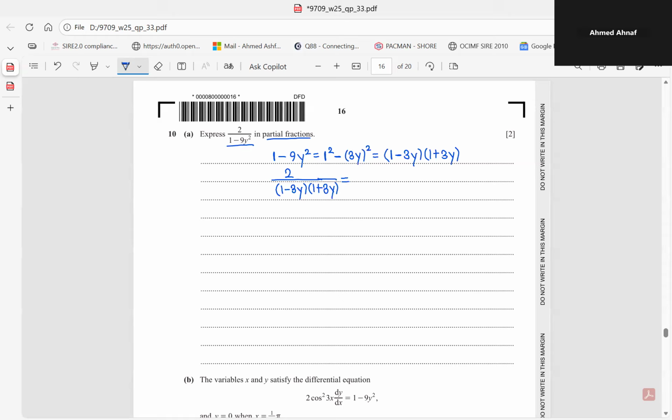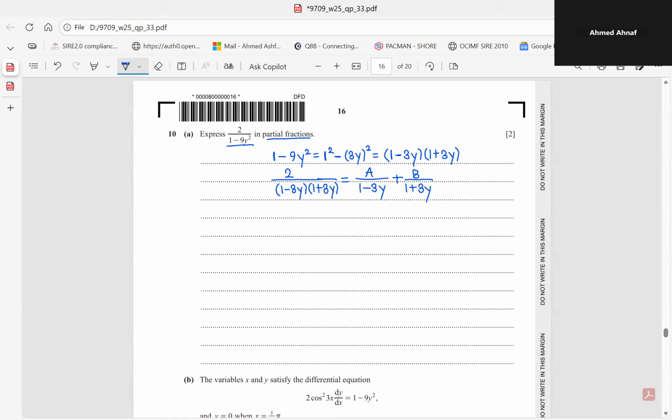To split this into partial fractions, first make sure that the degree of the numerator is less than the degree of the denominator, which it is in this case. The denominator is 2, and the numerator is 0. So we can begin the decomposition. This is going to be A over 1 minus 3y. Since this is a linear factor, our numerator is just going to be a constant. Same for the next one, B over 1 plus 3y.